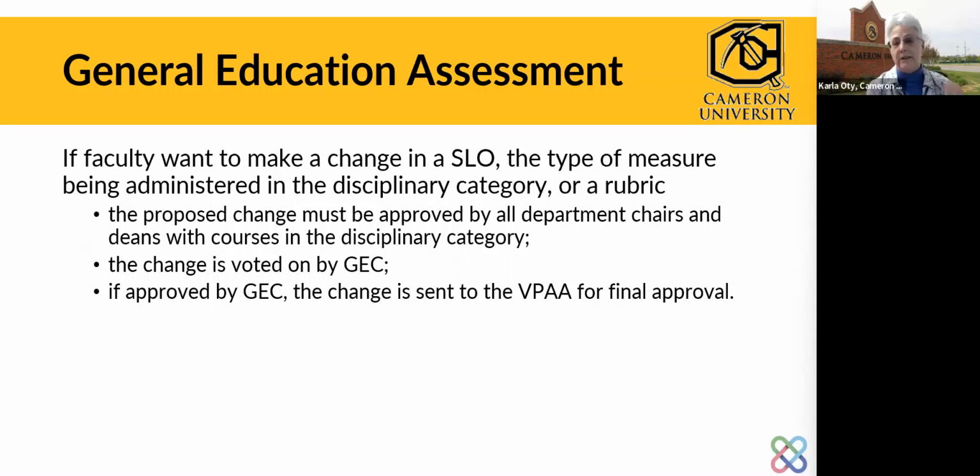So music can't just decide to change, right? Because that would affect theater and art and other places that might be doing aesthetics. And so all the chairs and the deans must sign off on it. And then the change is sent to the General Education Committee and it is voted on. If approved by GEC, it is sent to the Vice President for final approval. She very rarely overturns. I don't think she's ever overturned a decision by the General Education Committee, but it is sent to her.